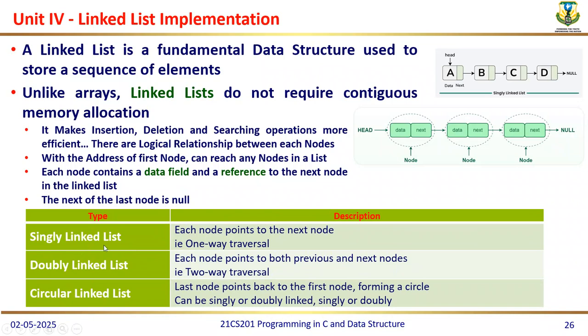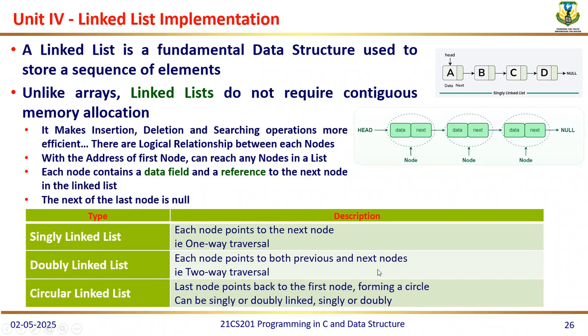We consider three models. The singly linked list is the first one. Each node points to the next node, as in this example. This is called one-way traversal. Traversal means continuously walking from the first element through all the elements, a continuous travel. That is called traversal.